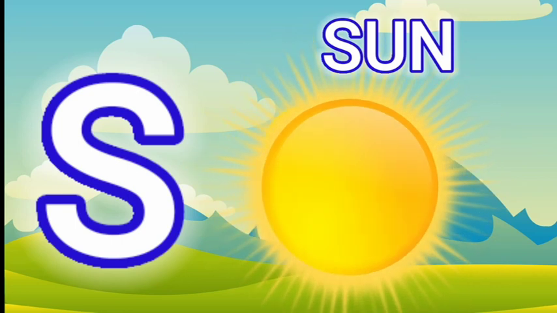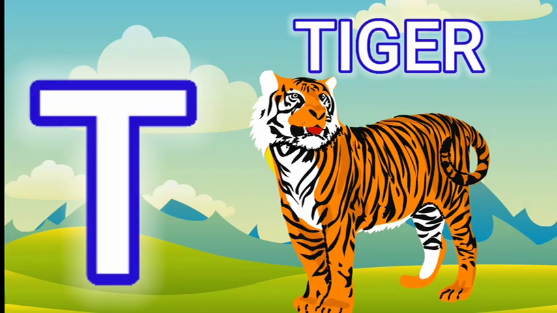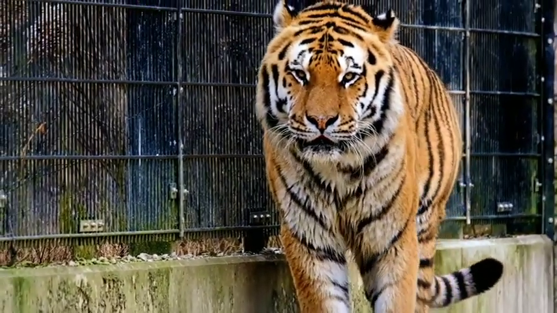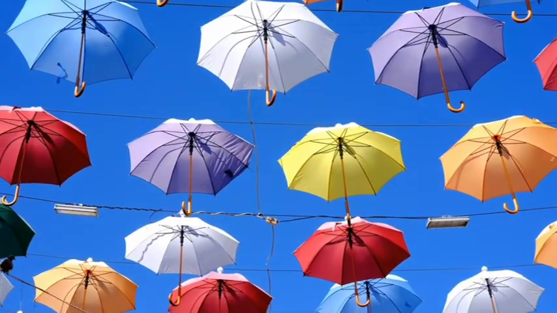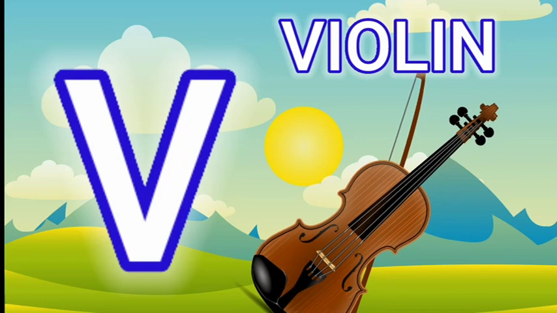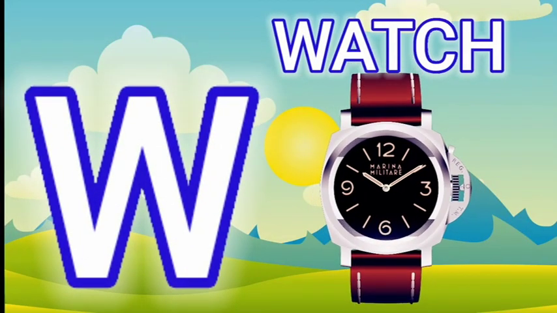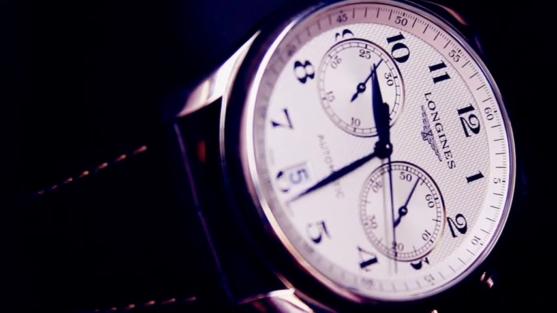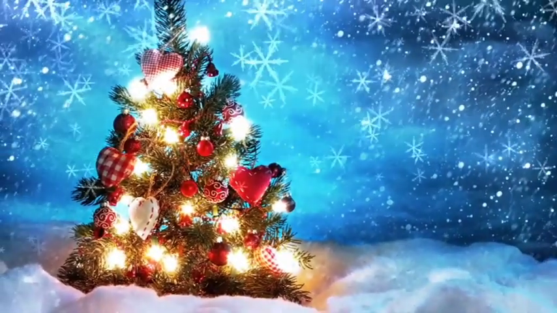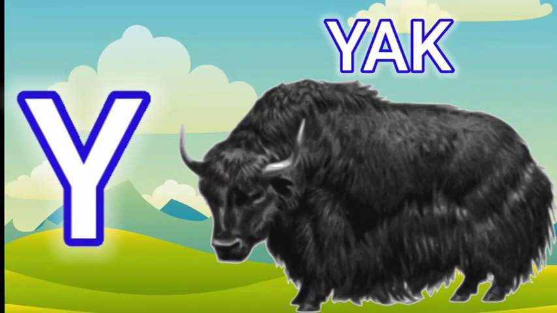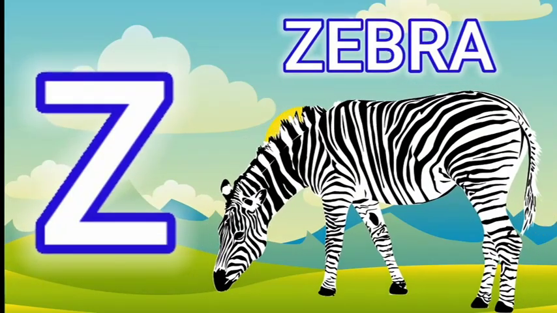S for sun. T for tiger. U for umbrella. V for violin. W for watch. X for X-mas tree. Y, Y for yak. Z, Z for zebra.